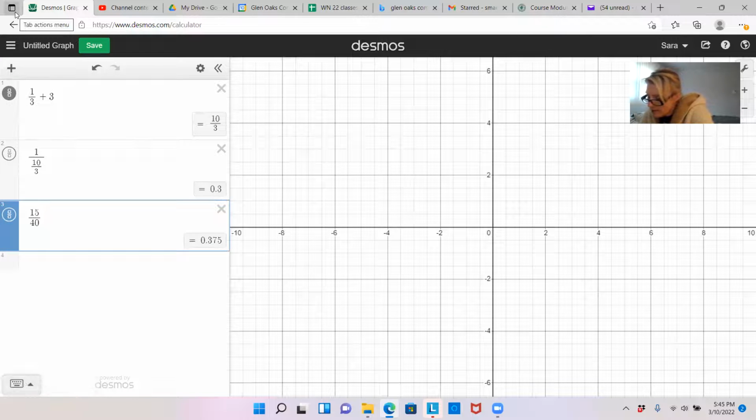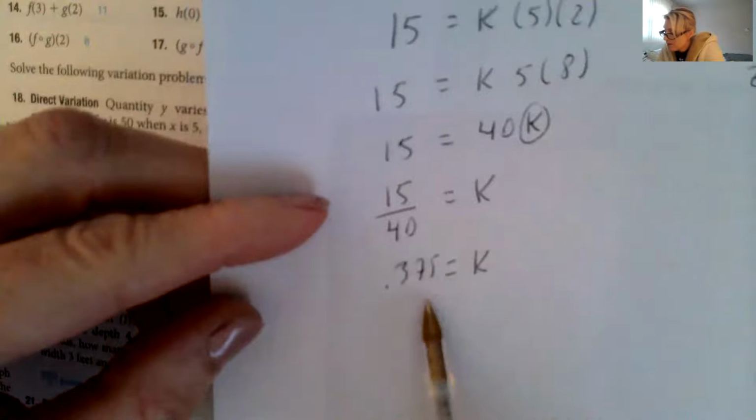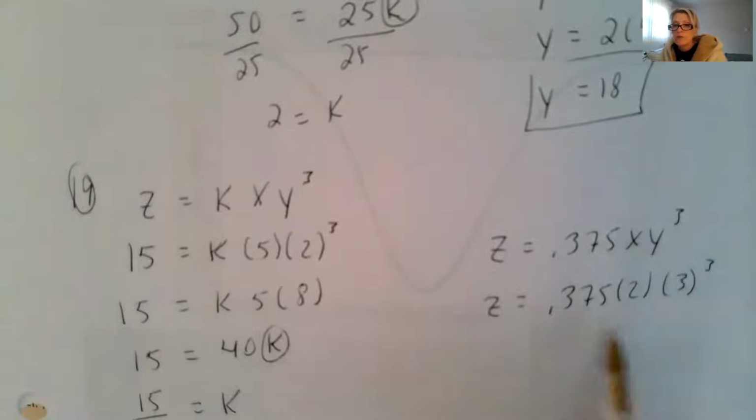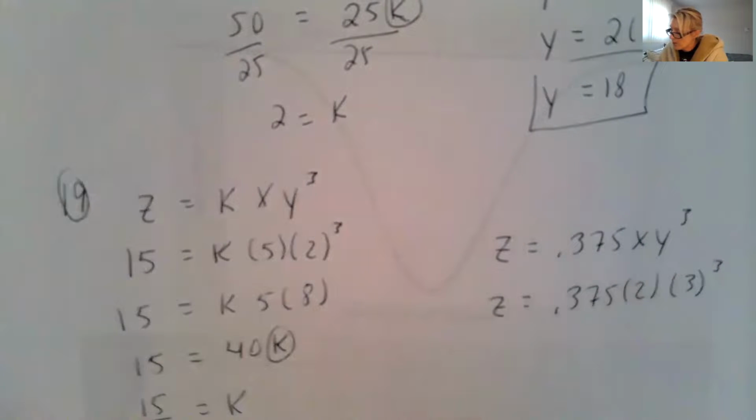It says find z when x is 2 and y is 3. So I'm going to take you back to my paper so you can see where I put this in. So we got k to be 0.375. And so we know our equation is z equals 0.375 xy cubed. And they said, now find z when we know x is 2 and y is 3.